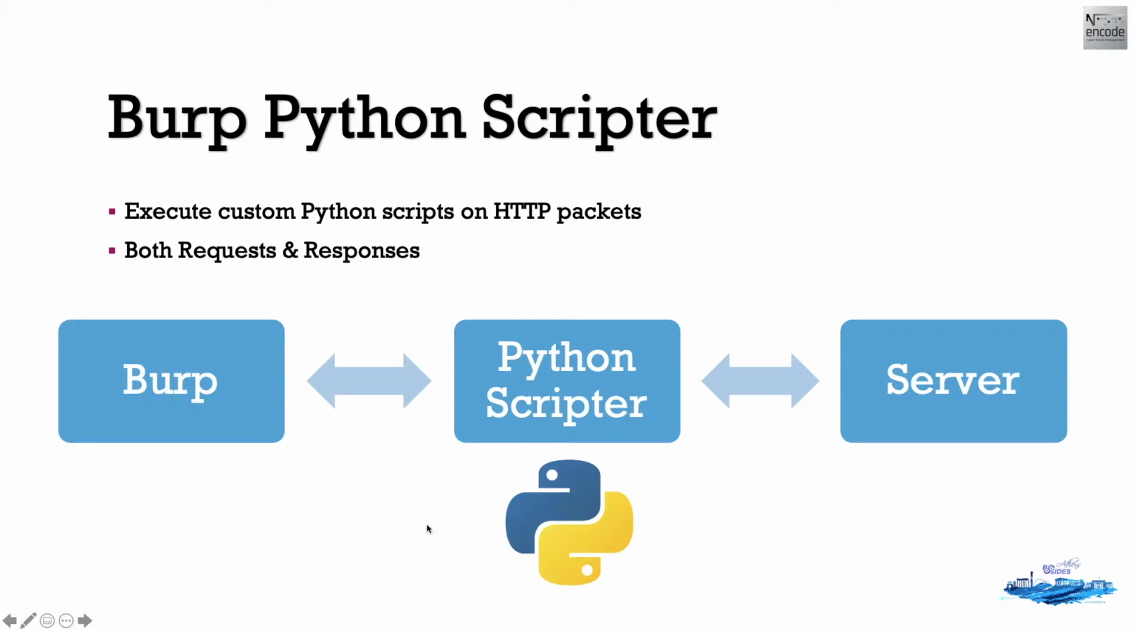A short description of what Python Scripter does is it allows us to execute custom Python scripts on HTTP packets. It goes both in requests and responses. So when we send an HTTP request via Burp, then this goes into the Python scripter. Our script makes any modification in the HTTP packet that we like, and then after it's done, it can send it to the server. Of course, this goes both ways, so we can take an HTTP response from a server, use a Python script in order to modify any value we like, and then this shows up in Burp modified.